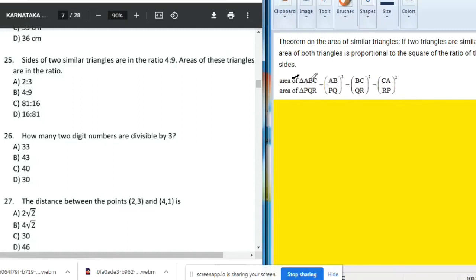So they are asking to find the area of triangle ABC by area of triangle PQR, and given the sides are in the ratio 4/9 whole square. So 4 square is 16, 9 square is 81. So the correct option among these 4 is 16:81. D is the correct answer.